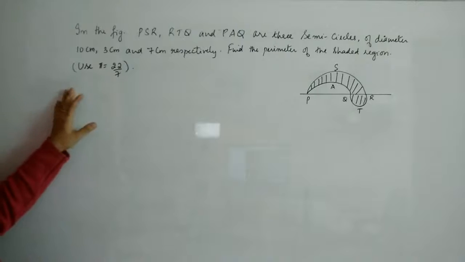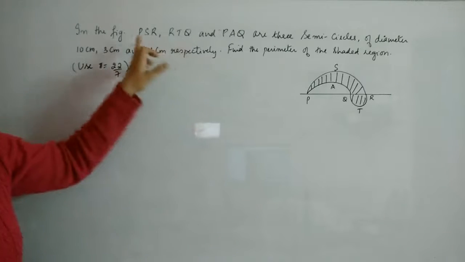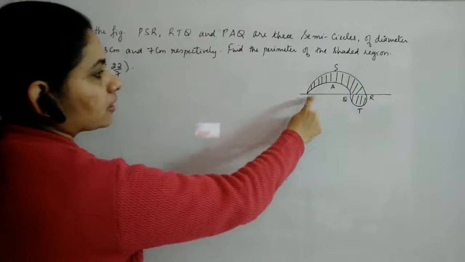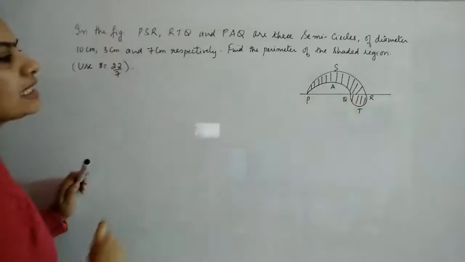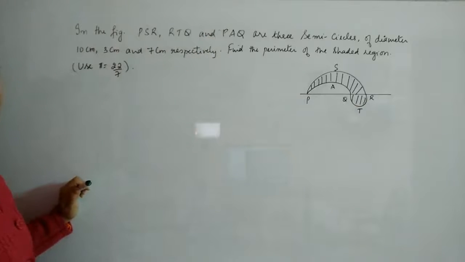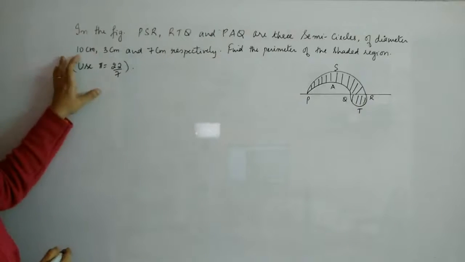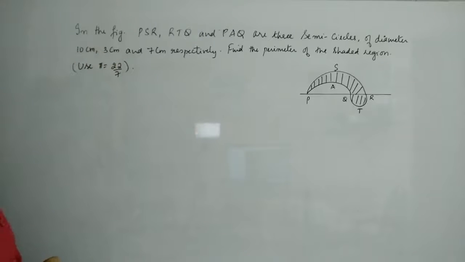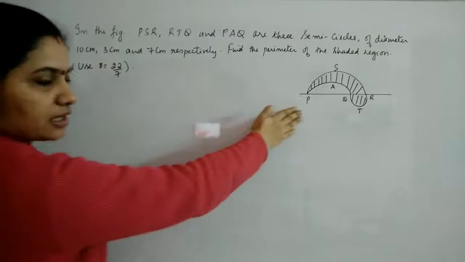So the first question is, there is a figure given: PSR, RTQ and PAQ. These three are semicircles and their diameters are given respectively as 10 centimeter, 3 centimeter and 7 centimeter. You have to find out the perimeter of the shaded region. You can see the figure.